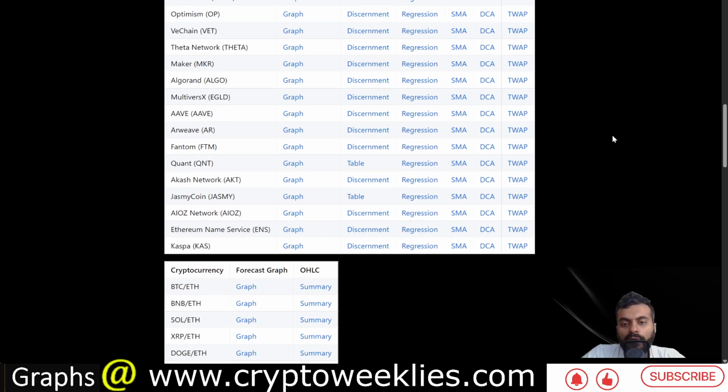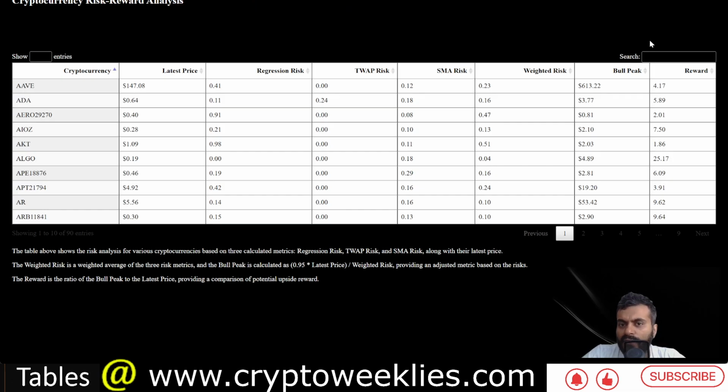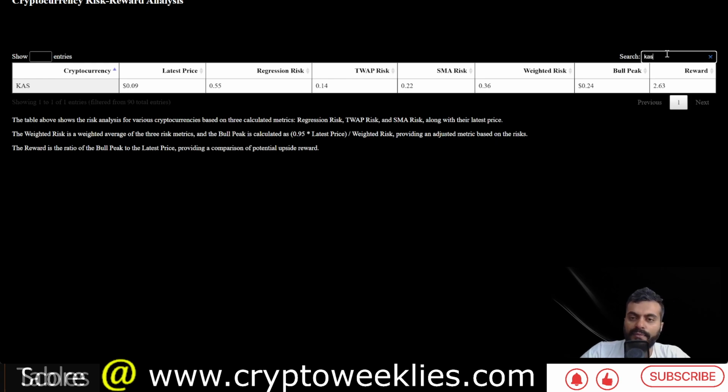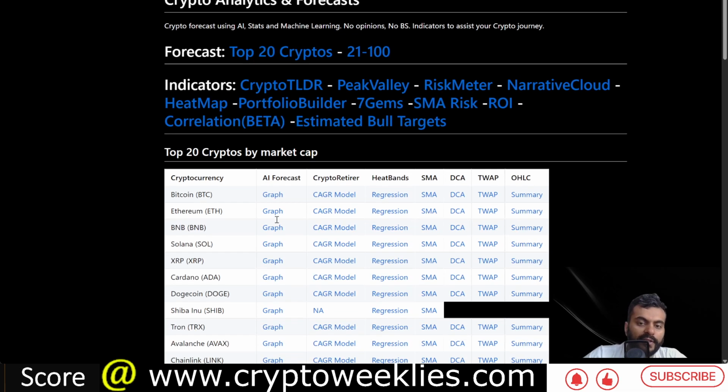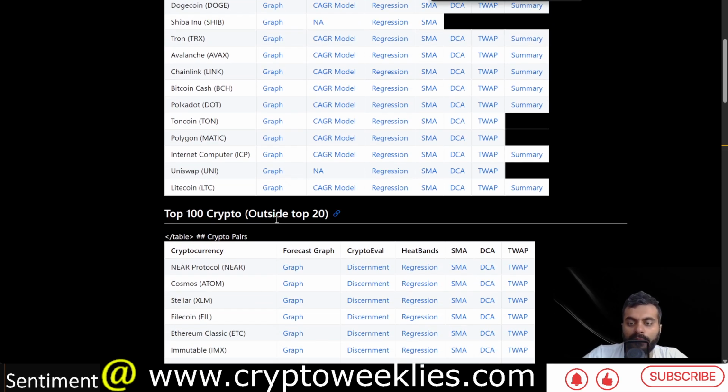As a confluence of all these models, we do have an estimated bull run target for Kaspa. This model ensures that most of the risk based models are discussed and also aggregated: the regression risk at 55%, the time weighted average price risk 14%, the SMA risk at 22%, and the weighted risk comes at around 36% or one third risk. If all of these models were to go to that 95 percentile risk level, the estimated bull run peak for Kaspa is at around 24 cents, which is a midpoint between the 1 standard deviation and the 2 standard deviation bull case estimated by our machine learning based model.